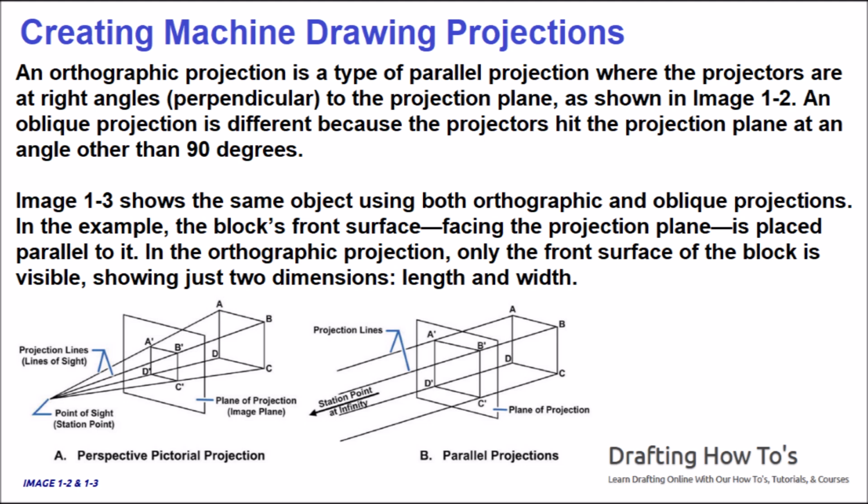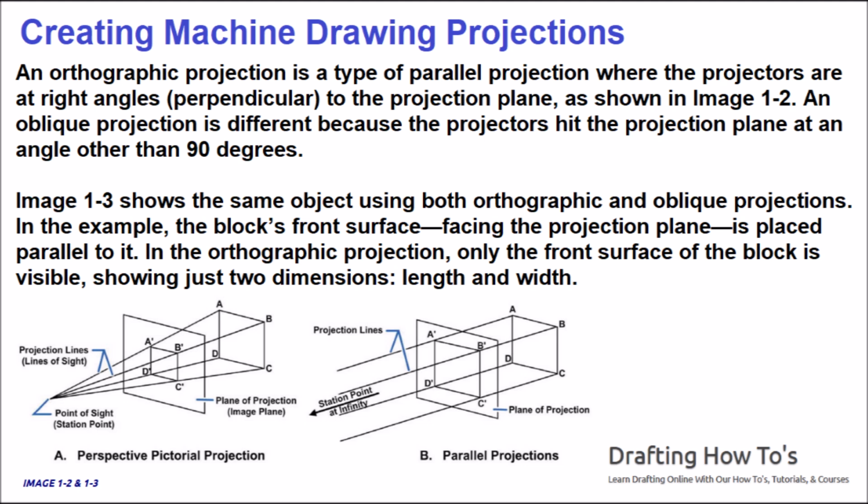An orthographic projection is a type of parallel projection where the projectors are at right angles, perpendicular, to the projection plane, as shown in image 1.2. An oblique projection is different because the projectors hit the projection plane at an angle other than 90 degrees. Image 1.3 shows the same object using both orthographic and oblique projections.